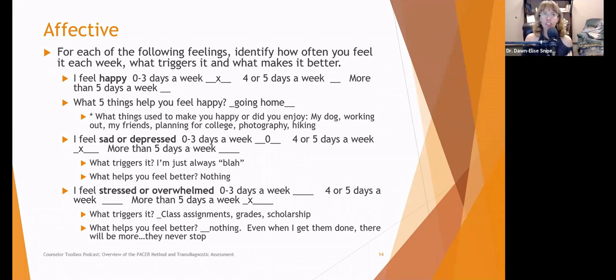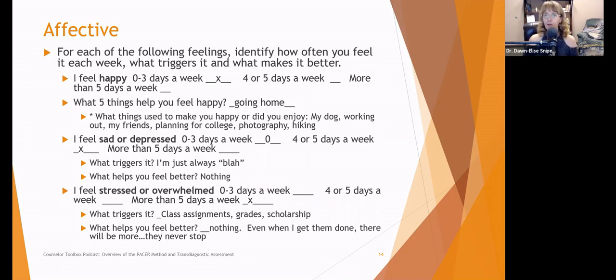She said her dog. She's got a dog that is just the love of her life at home. She enjoys working out. Well, she's doing that now, so I might point out that that's there. Her friends, and these are her friends from high school. Planning for college. She used to be happy thinking about going to college and getting that freedom and meeting new people and having all these intellectual conversations, and that's just not happening. Her thoughts of what it was going to be like have been very drastically different than what it is like. And photography and hiking. So I'll think about those as we start working on that hardiness exercise later. I'd like to see her ideally make time for photography and hiking, and she can even use that as a reward or a reinforcer for doing some of her homework.